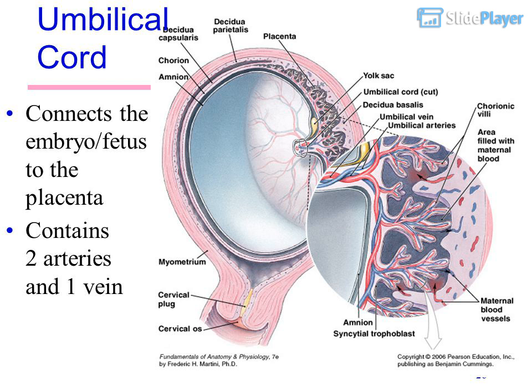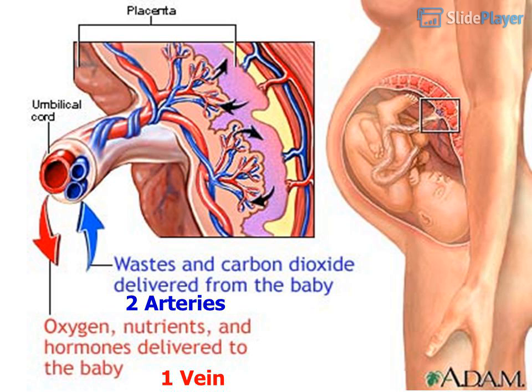Umbilical cord connects the embryo/fetus to the placenta. Contains 2 arteries and 1 vein.